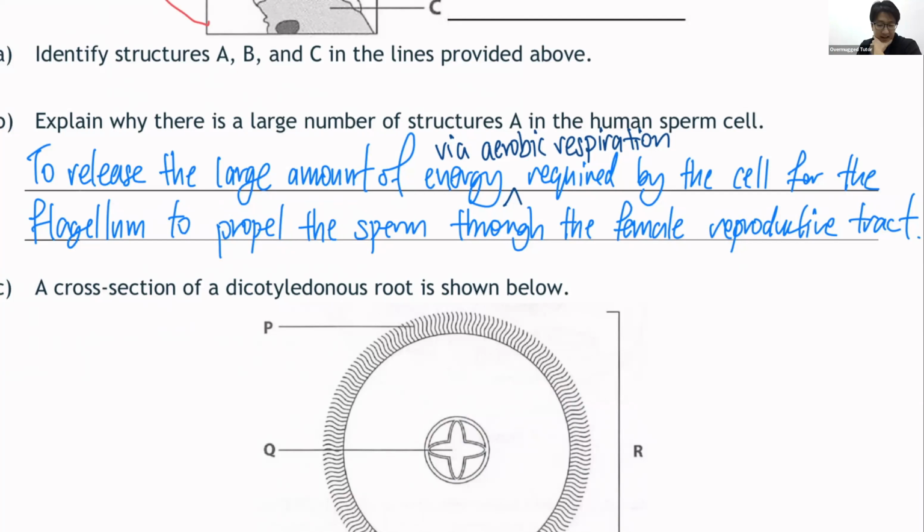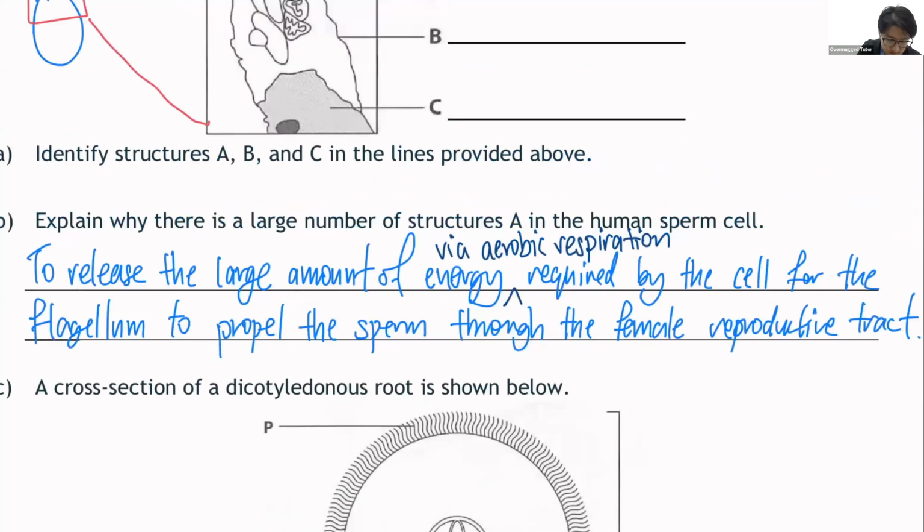Okay. And you notice I am using the word propel. Again, you're not going to get marked down if you say swim. That sounds weird to me. Simply put, interesting fact. How does the sperm cell move? When we think of a structure like this, how does it move? It actually doesn't move like a fish. It doesn't move like that.